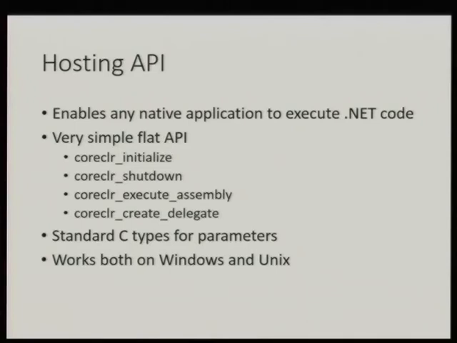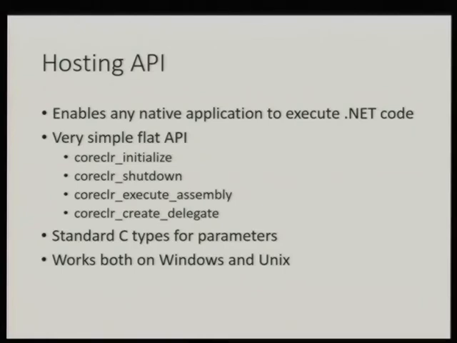It's a function for initialization of the CLR, which is the Common Language Runtime. Then for shutdown, and then you have two functions to execute actual managed code. The first is executing an assembly, where you give it an assembly, which is basically an executable managed file, and it runs its main function. And when it returns, this function returns. That's it. And you can call it multiple times if you need to.